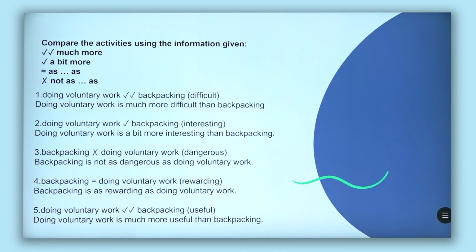Then we've got the third one, which is backpacking is not as dangerous as doing voluntary work. The fourth one is backpacking is as rewarding as doing voluntary work. And the fifth one is doing voluntary work is much more useful than backpacking. So this is an example that you'll be using for your task that you had previously.